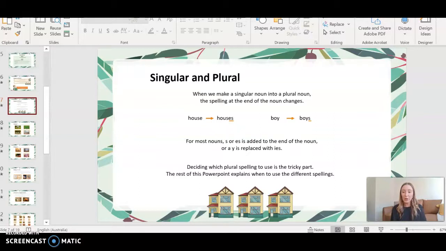The way we can know if we add ES or S on the end is the way it sounds. For example, if you say house, singular, house, you can hear the "iz" on the end, okay? Or in the word boy, it's just boys. We can't hear the "iz" on the end. That's how we know whether to add ES or just S.